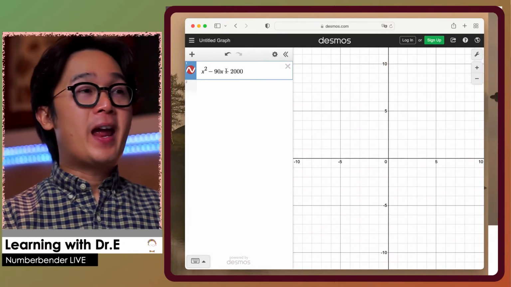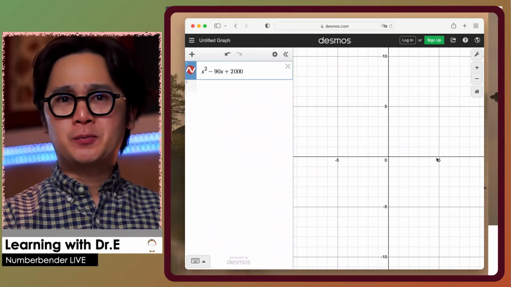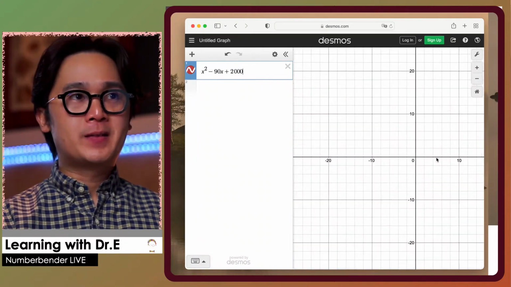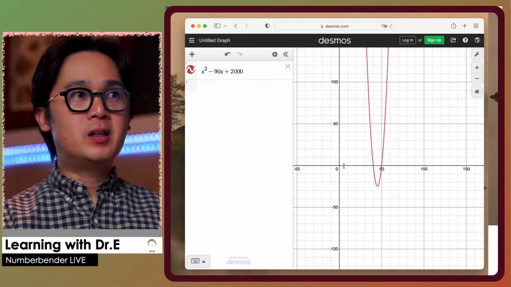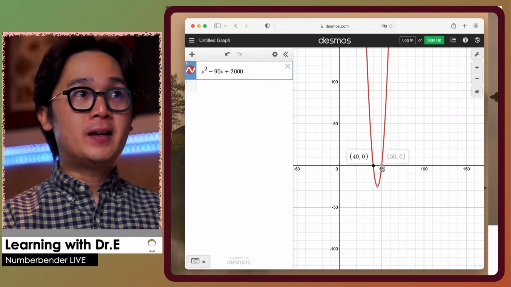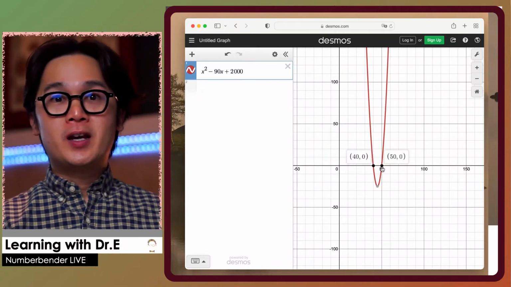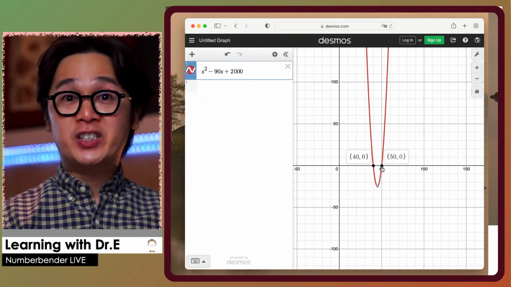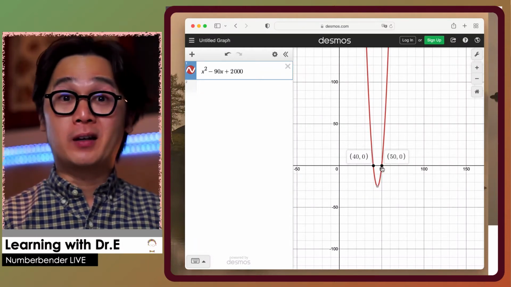2000. And since our range of values here is pretty small, let's make it bigger so that we can find the parabola that we're looking for. And the parabola is right over here, and it's giving me 40 and 50. So this is one strategy that you can use to find the factors of your quadratic equation when it's a little bit too big to manipulate.